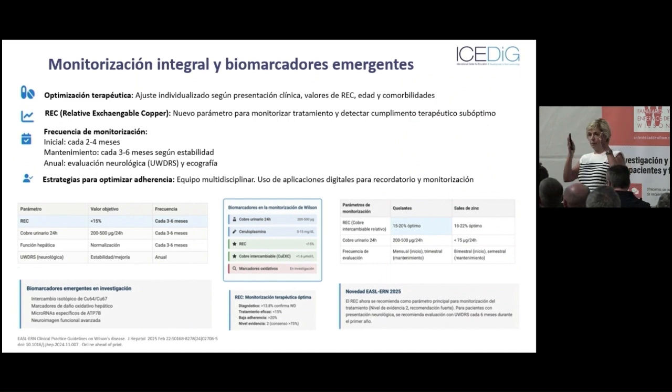As for the monitoring, the recommendations, basically this is personalized medicine. We need to adapt the medication and basically individualized adjustment based on clinical presentations with the REC values depending on age and comorbidities. This is a very important parameter. So the copper and ceruloplasmin, it's very difficult to measure all that. It's not real. Sometimes we don't even know what the chelating copper situation is.